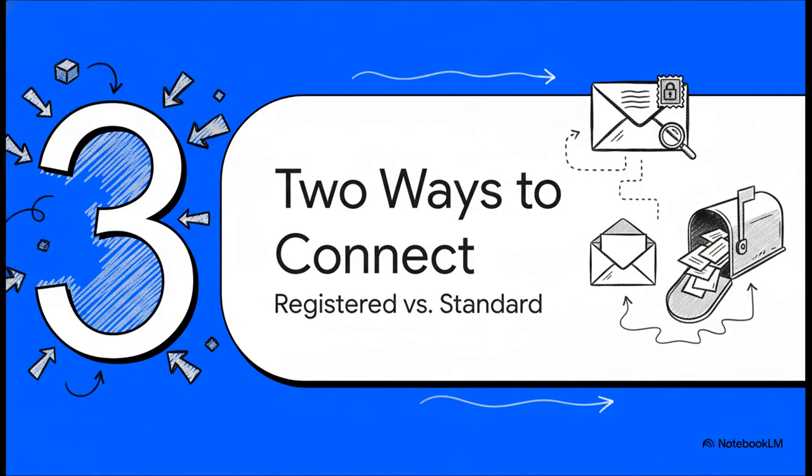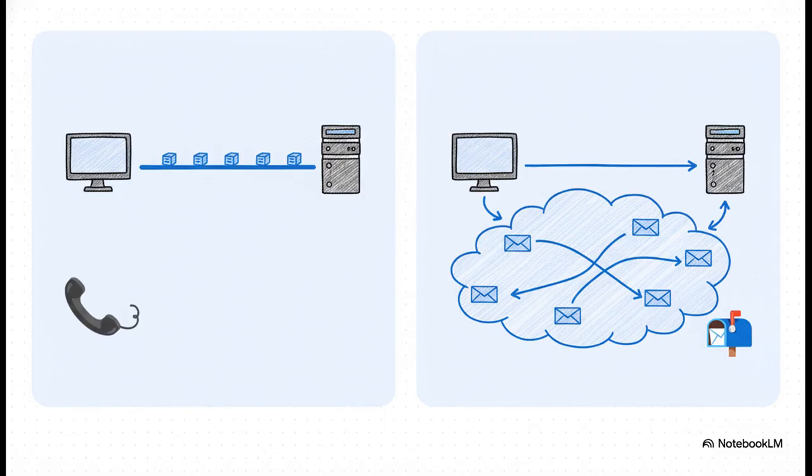Now, just like our real-world postal service gives you different options, like certified mail or just a regular stamp, the network layer has two main ways of connecting and sending data. Let's call them registered mail versus standard post. So on one side, you have a connection-oriented service. The best analogy for this is making a phone call. A dedicated, reliable path gets set up between you and the other person before you even say hello.